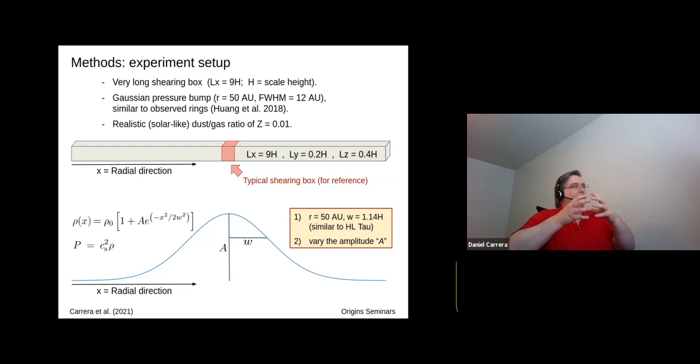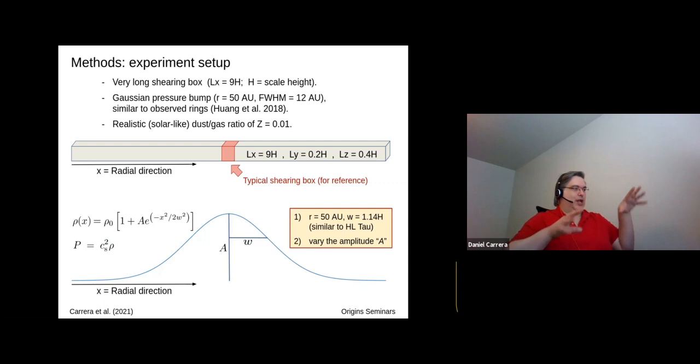So I put in a bump centered at 50 AU, comparable to some of the outer rings in HL Tau. It has a width of about 12 AU. That's comparable to some of the rings that we see in HL Tau and other disks. The simulation begins with a realistic solar-like dust-to-gas ratio of 1%.